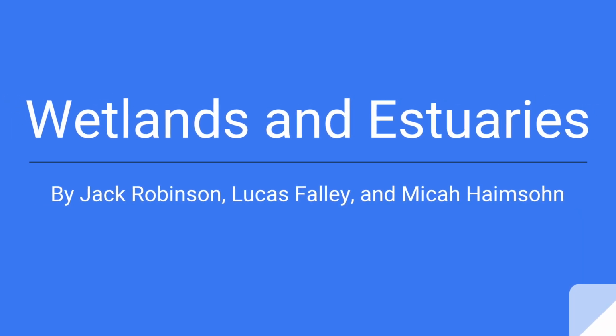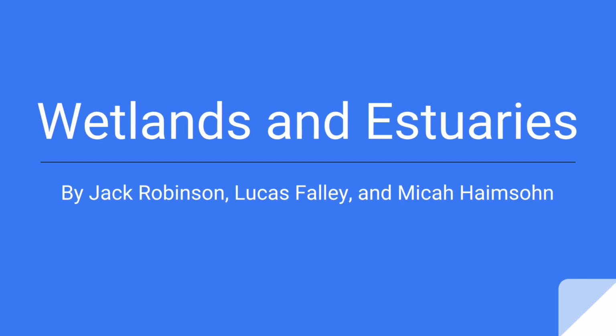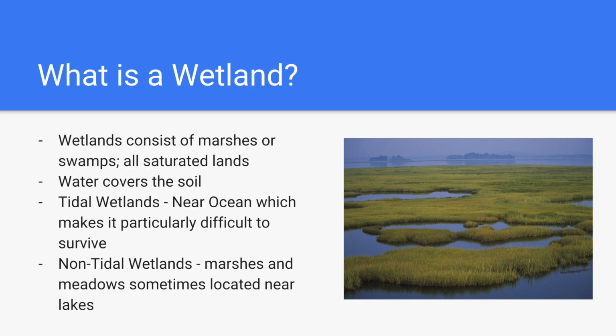And I'm Micah Heimson, and our presentation is on wetlands and estuaries. What is a wetland? A wetland consists of marshes or swamps and are all saturated lands. So there's a layer of water typically with lots of reeds and very dense wildlife.